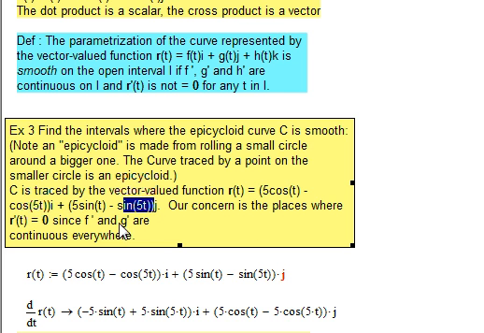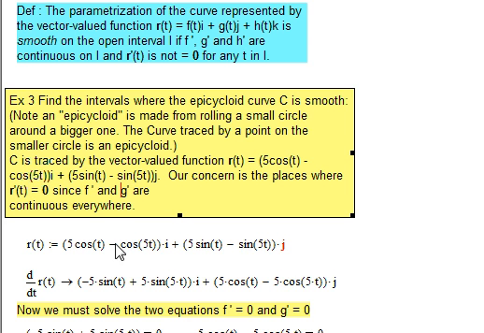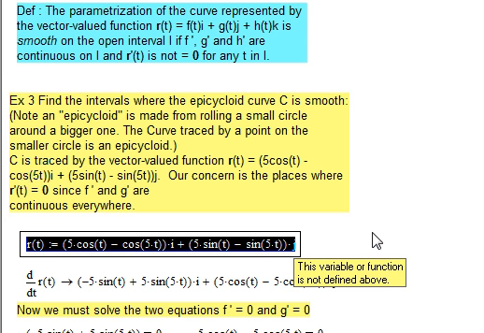Our concern is the places where r prime is 0, since f prime and g prime, the derivatives of these trig functions, are continuous everywhere. Not just because of trig functions, but because the derivative of sine and cosine in any linear combination of sine and cosine is continuous everywhere. So this is our vector valued function r of t.